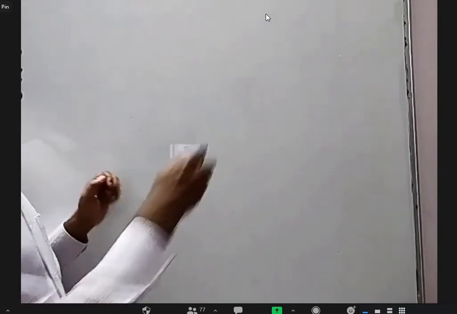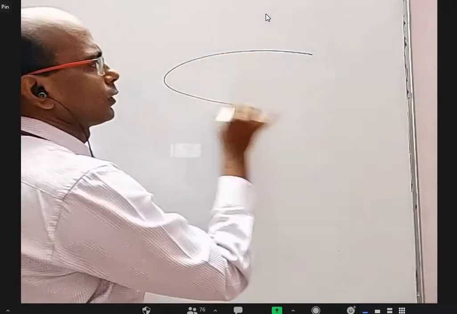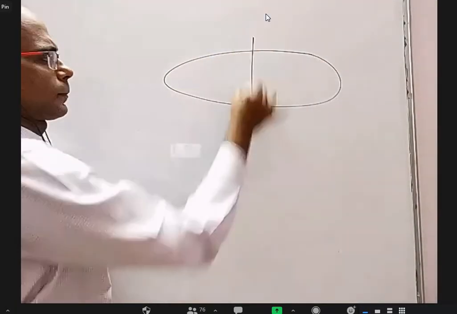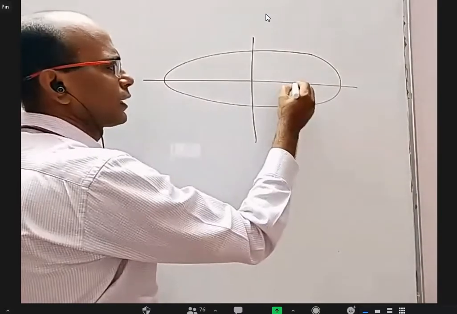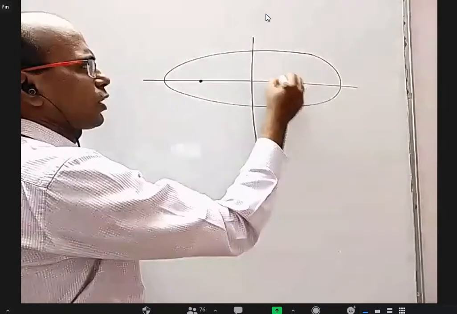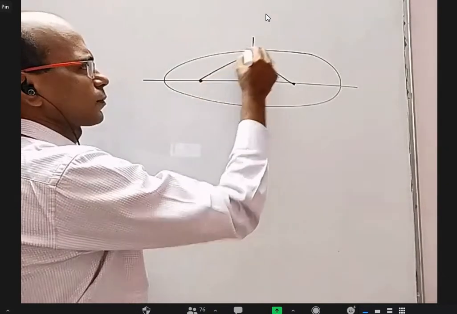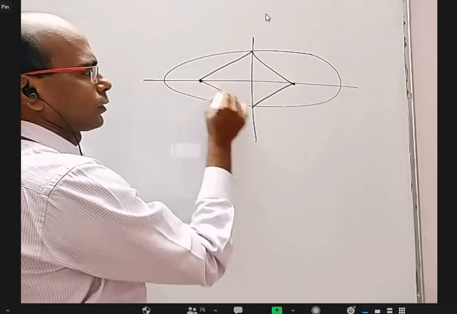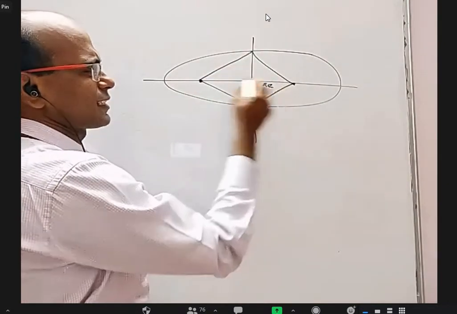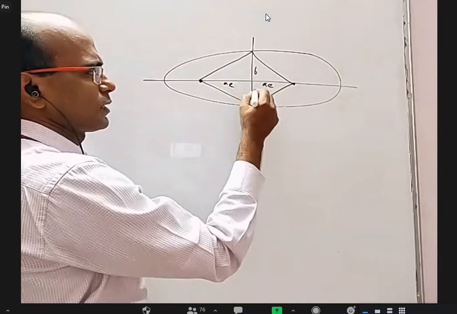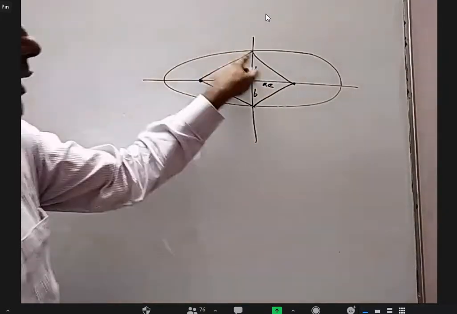Okay, one point may save some time. You take an ellipse, take the two foci, and join them to the end of the minor axis. We know this length is AE, this length is AE, this is B, and this is B. What is this length?